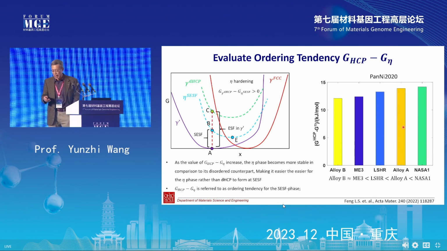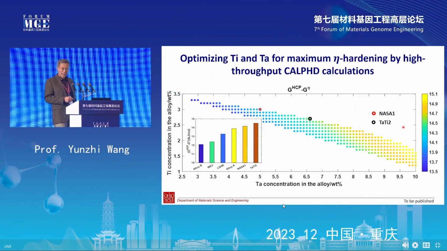So now we say, okay, how do we design a new alloy? As I said, if you know what you are looking for, we boil down to a very simple descriptor, and we can do very quick calculation. So we use the CALPHAD method. We did just less than 1,000 calculations in this computational space.